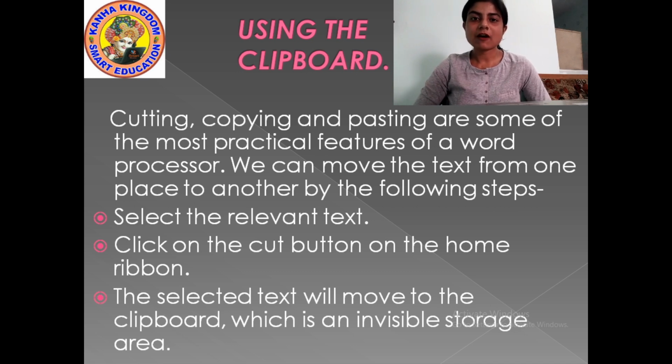Here are the steps. First, you have to select the relevant text by using the mouse or the cursor keys. Okay, after that, click on the cut button in the home ribbon. In the home ribbon, I have already told you there are some options there. That cut button option has a logo in the form of a scissor. First you select that text, you go to the cut button in the home ribbon and then you select that cut button. Okay, the selected text will be moved to the clipboard, which is an invisible storage.